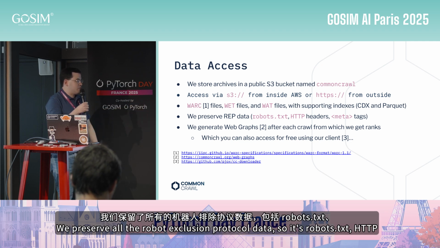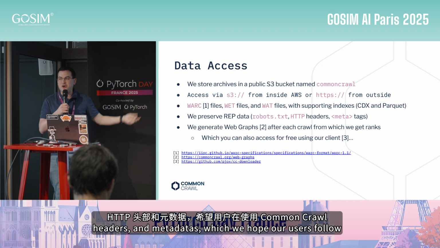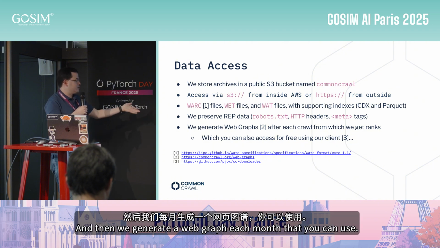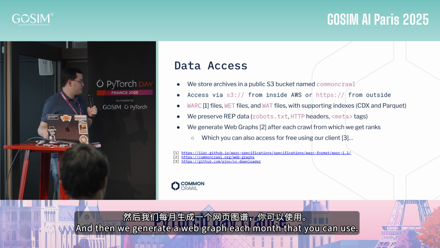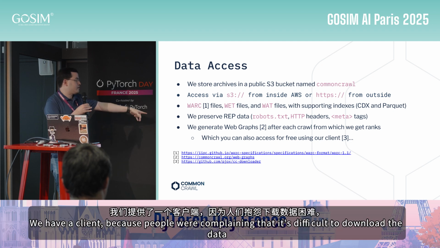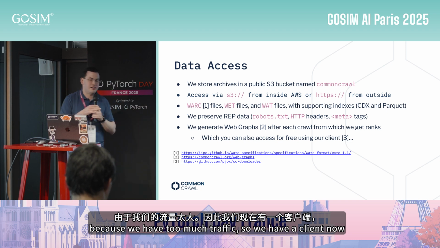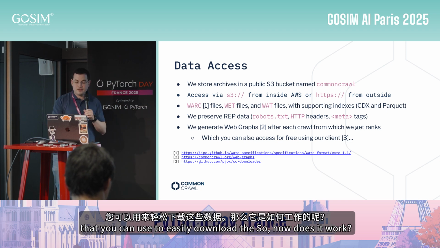We preserve all the robots exclusion protocol data: robots.txt, HTTP headers, and meta tags, which we hope our users follow when they are making derivatives of Common Crawl. Then we generate a web graph each month that you can use. People were complaining that it's difficult to download the data because we have too much traffic, so we have a client now that you can use to easily download the data.